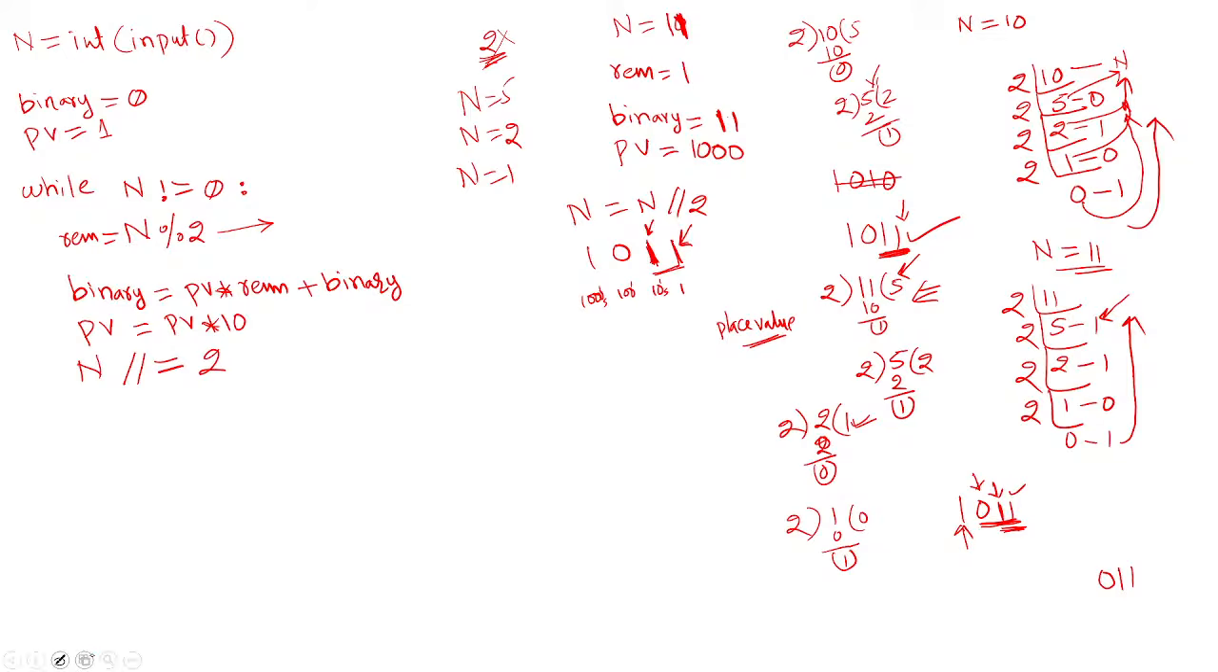Okay, right. So now look at this statement here. Binary is equal to place value into remainder. Place value is 1000 into 1. So it is 1000 plus binary. So 1000 plus 11 is 1011.